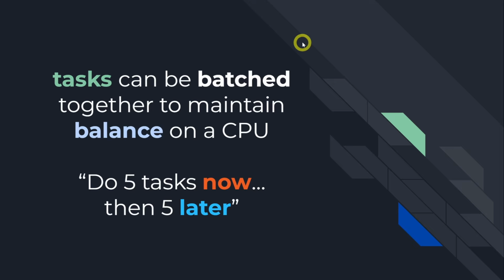And now I want to talk about batching tasks. A task can be batched together to maintain balance on a CPU. We can write, like, do 5 tasks now and then 5 tasks later. Let me show that in Verse.